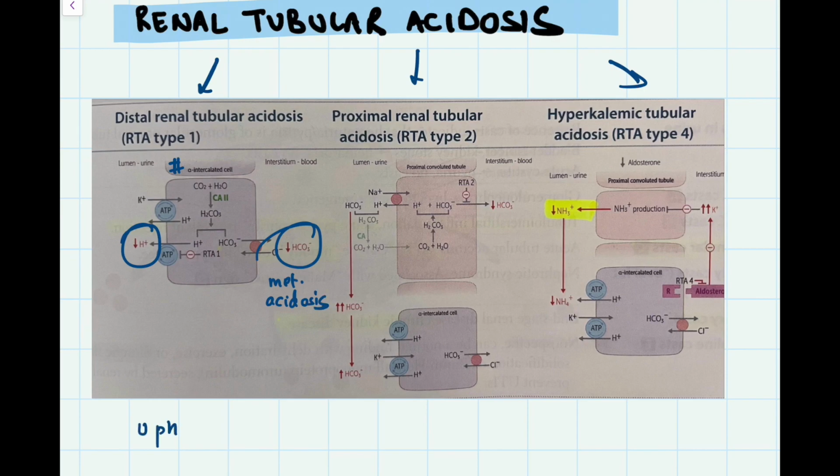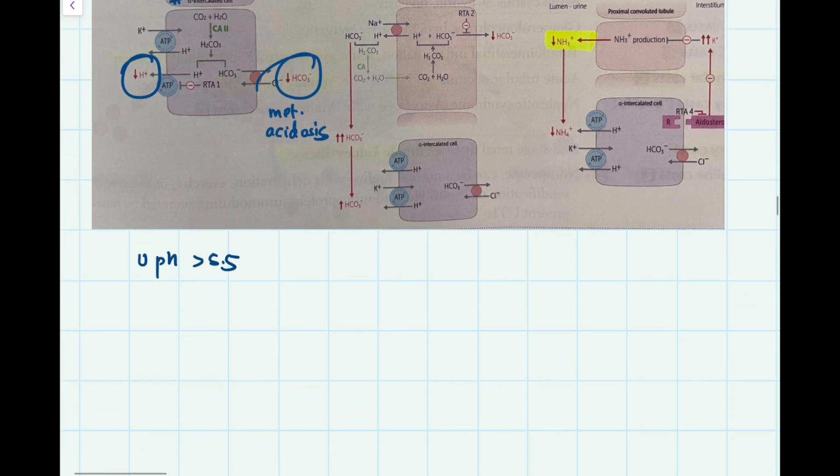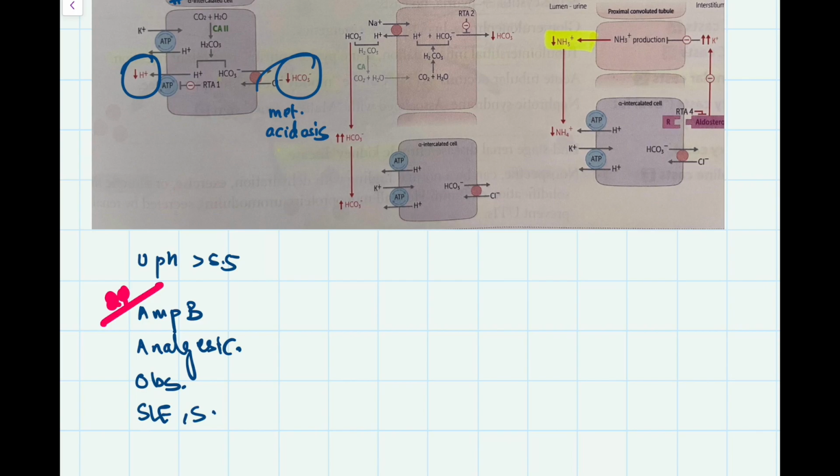The urine pH is more than 5.5, right? And the causes can be amphotericin B toxicity, important, analgesic nephropathy, right? Congenital anomalies like obstruction of the urinary tract, and autoimmune diseases like SLE and Sjogren.